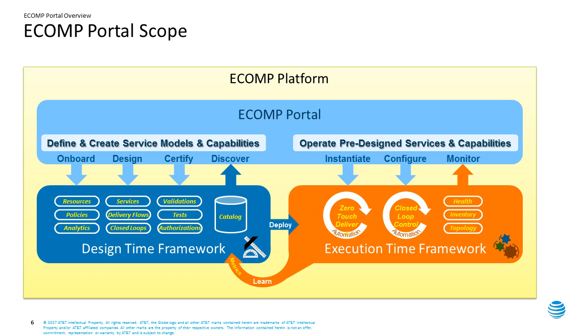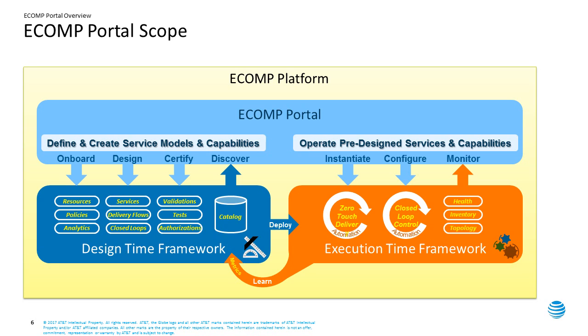In the design time framework, ECOMP Portal provides functions to define and create service models and capabilities. So these include things like onboarding resources, policies, analytics, designing things like services, delivery flows, closed loops, certifying, validations, tests, different authorizations, and then discovering these things back from the catalog.